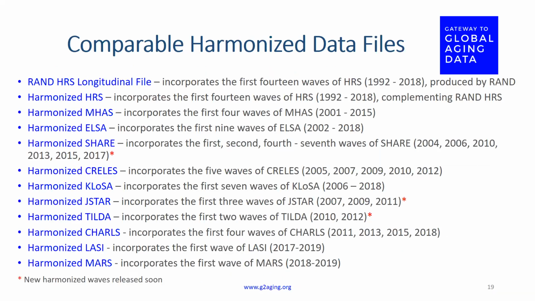While the Gateway creates the Harmonized HRS as the complement to the RAND HRS longitudinal file, we also create datasets that are comparable to the combination of the two. And these are done for Mexico, England, Europe, Costa Rica, South Korea, Japan, Ireland, China, India, and Malaysia. Several of these harmonized datasets will have an update released soon that includes recently available waves of data. We will also be working on creating harmonized datasets for more studies, particularly in South America.